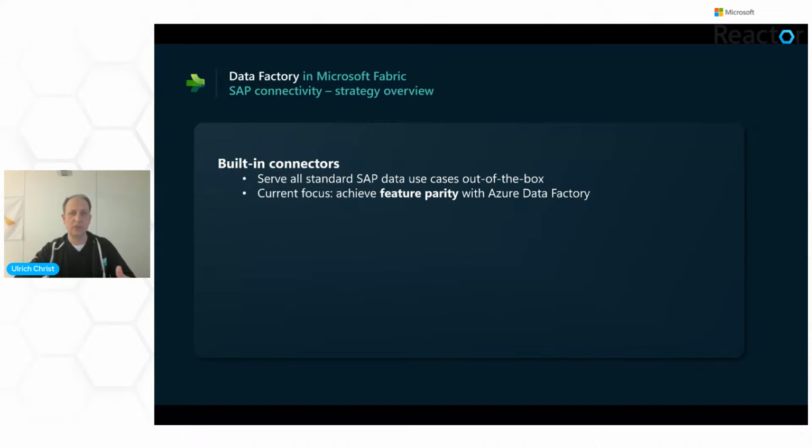The current focus, and that's exactly what our engineering team is working on, is to pretty much achieve feature parity with Azure Data Factory. You might have seen the number of connectors. We have around 7 or 8 SAP connectors in Azure Data Factory for Pro-DI use cases. On the Fabric side, we don't have all of them yet, right? But that's what we're working on. So that's the high-level strategy for the built-in connectivity, and I'll go into details later.